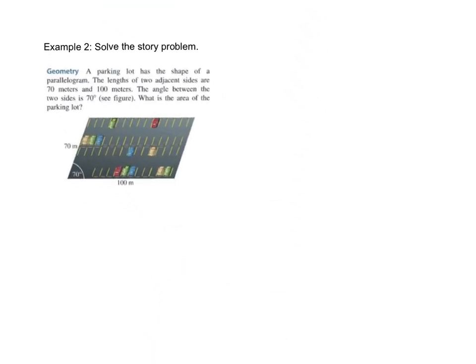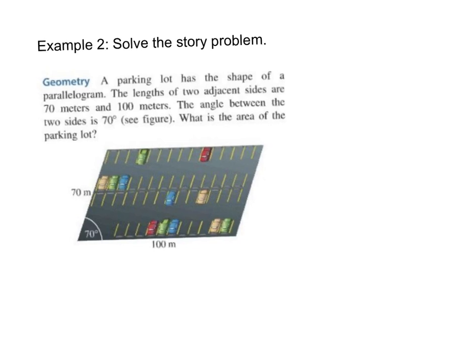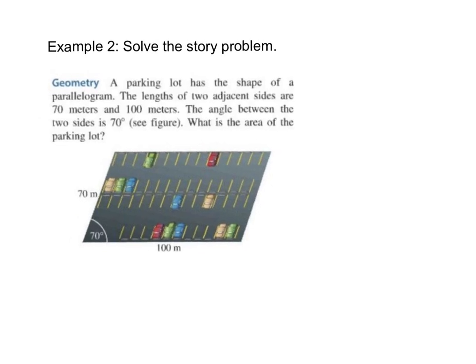Let's do a story problem here. So this one is about a parking lot. And it says, the parking lot has a shape of a parallelogram. So back in your geometry class, you might have learned that a parallelogram is kind of like a rectangle, but tilted. So at an angle. So it still has four sides. And the length of the two adjacent sides are 70 meters and 100 meters. The angle between them is 70 degrees. What is the area of the parking lot?